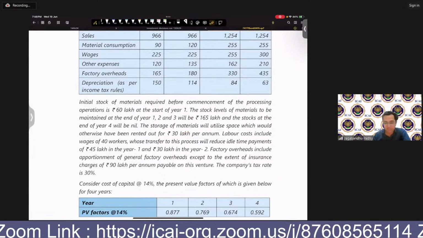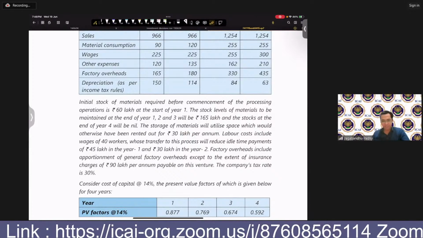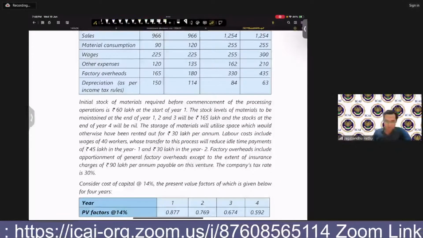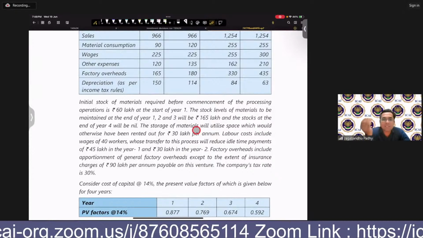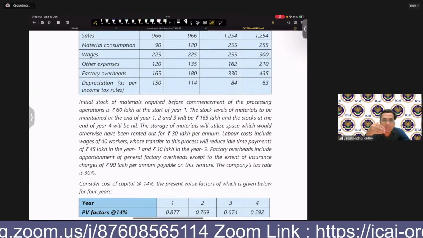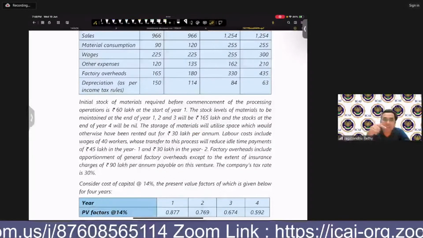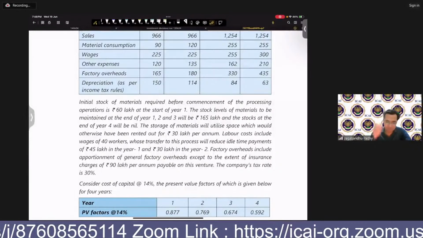You could have rented this space to someone else for 30 lakhs, which you won't be able to do now. So can I say this is income which is going to stop? So I'm going to treat that as my expenditure.